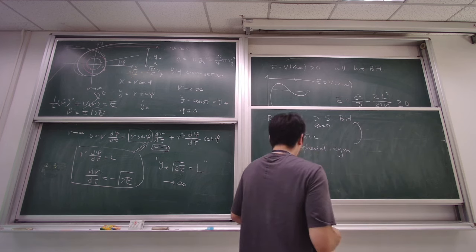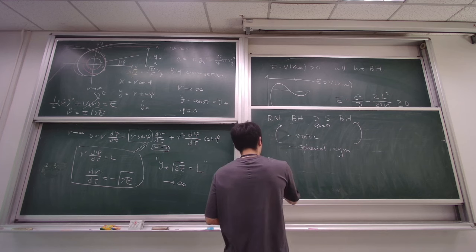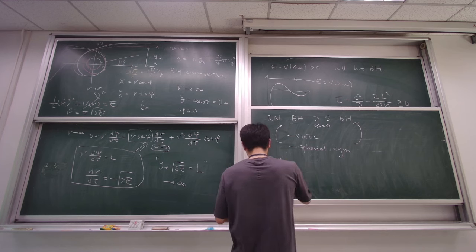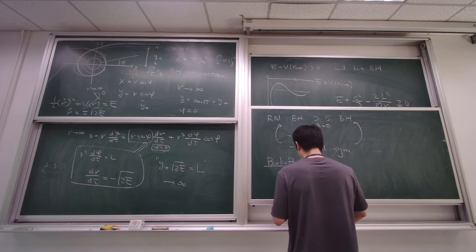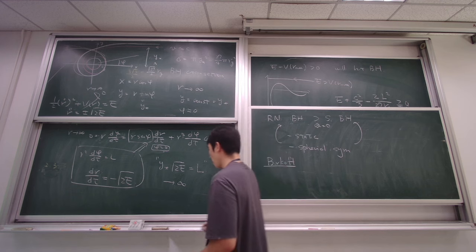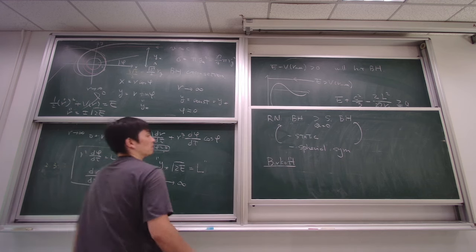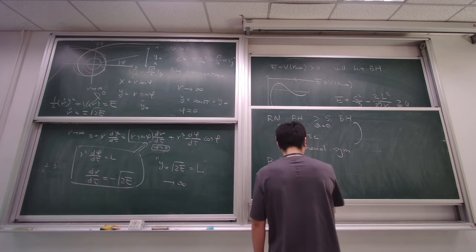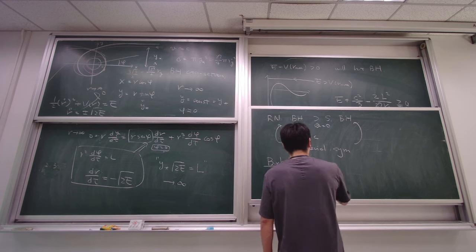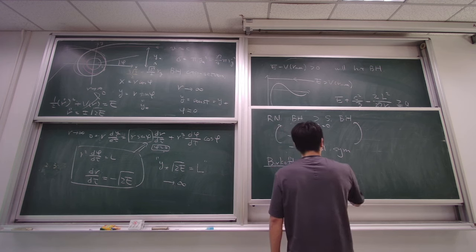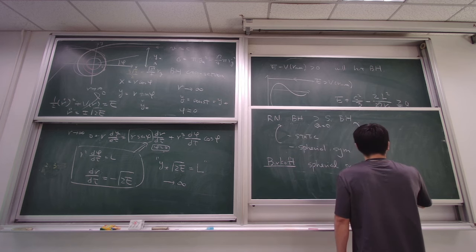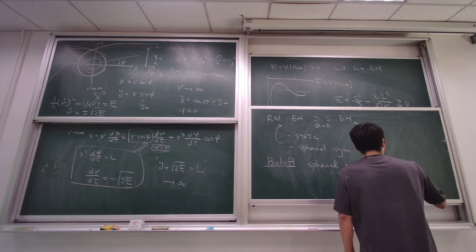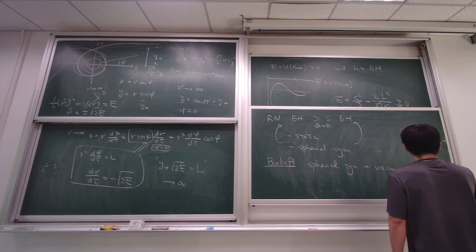But Birkhoff's theorem states as follows. Birkhoff's theorem is that if you only assume spherical symmetry plus a vacuum, then you get Schwarzschild.